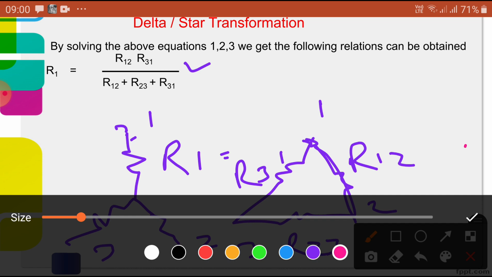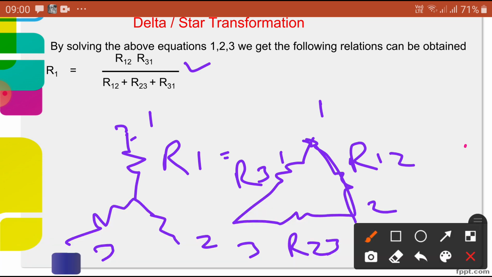Now you can see R12, this resistance, times R31, this one into this, divided by this plus this plus this, we are going to get it. So that means R1, if you want to know that, you multiply R12 into R31 divided by R12 plus R23 plus R31.